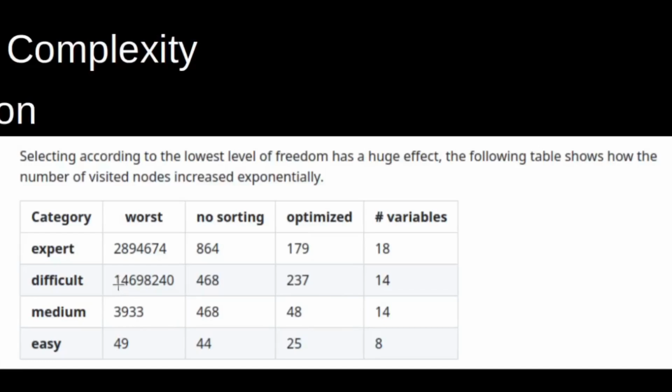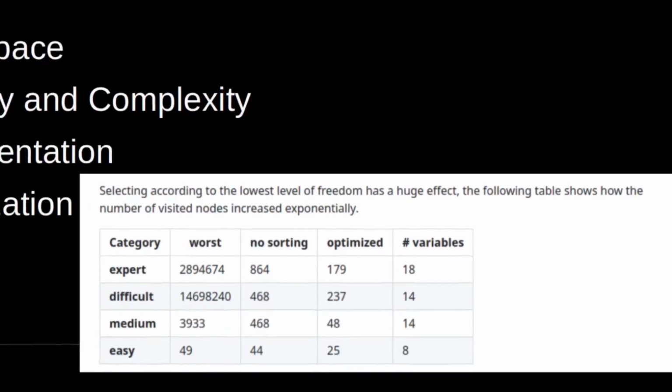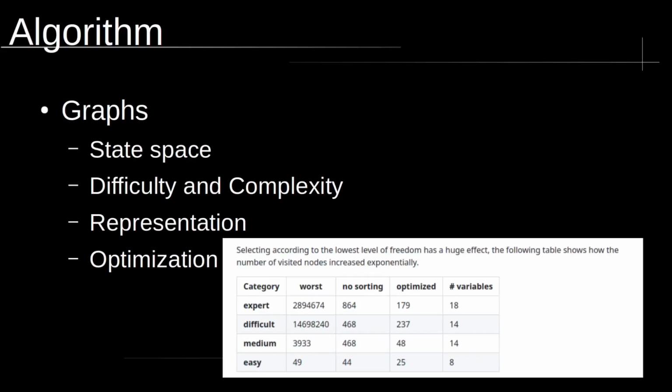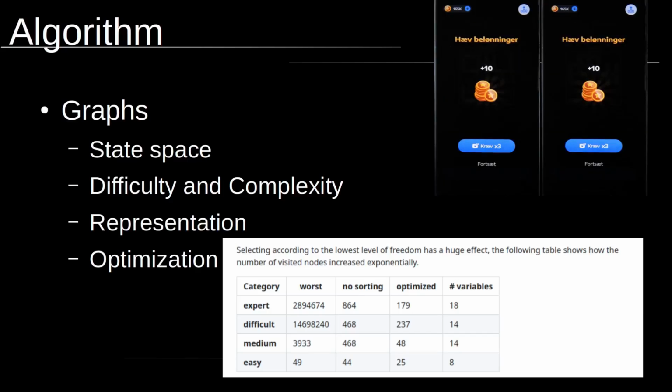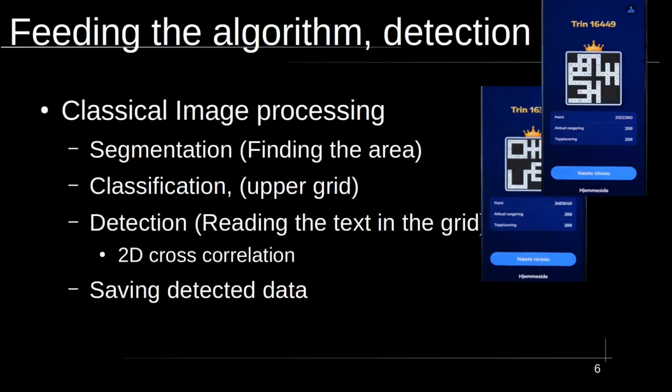1.4 million nodes on the difficult, which is completely terrible, of course. And the no sorting is then where the equations are not sorted. So basically we just take them from top to bottom, left to right. And then finally there is the optimized, which I spoke about, which takes the equation with the fewest number of variables first and then solves recursively.